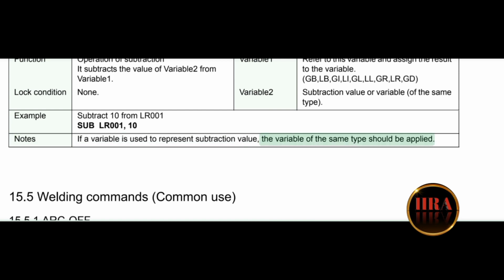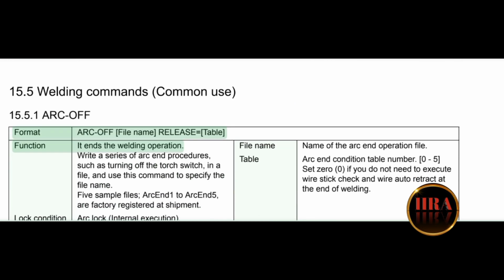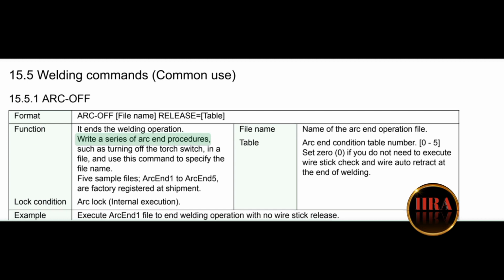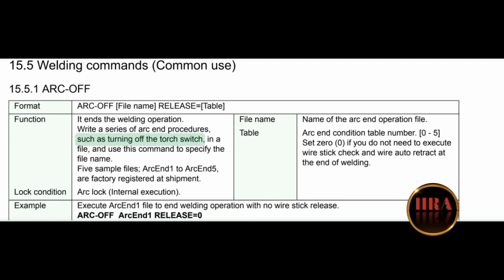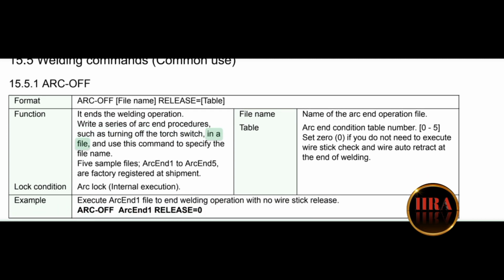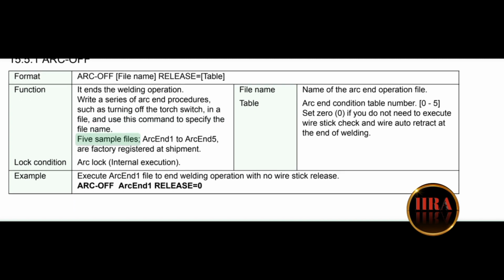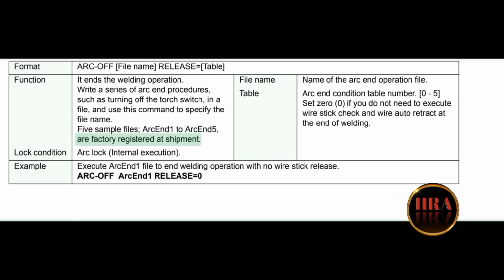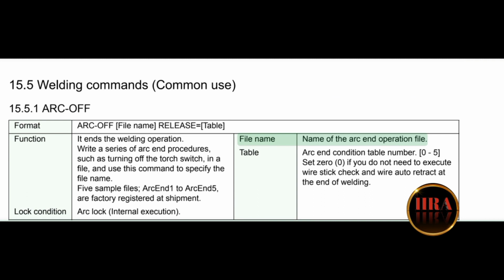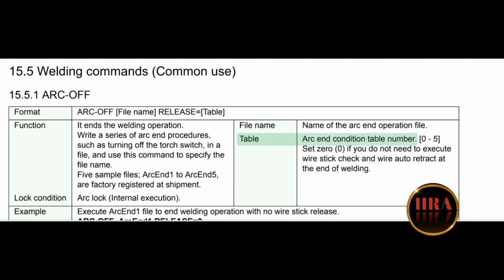be applied. Format: ARC-off, file name, release equals table. Function: it ends the welding operation. Write a series of ARC end procedures, such as turning off the torch switch, in a file, and use this command to specify the file name. 5 sample files, ARCSend1 to ARCSend5, are registered at factory shipment. File name: the file name of the ARC end operation file. Table: ARC end condition table number.